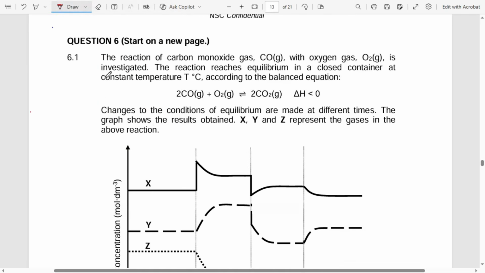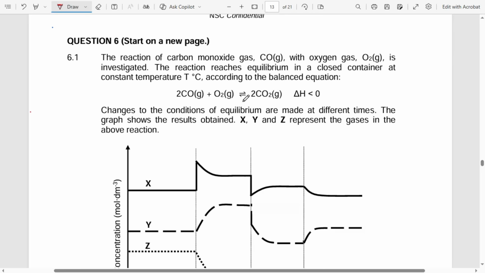Okay, so the 6.1: the reaction of carbon monoxide gas, which is CO, with oxygen gas, O2, is investigated. The reaction reaches equilibrium in a closed container at a constant temperature. That's what you are given, according to the balanced equation. Before I go to some of the questions, let me quickly explain this concept.